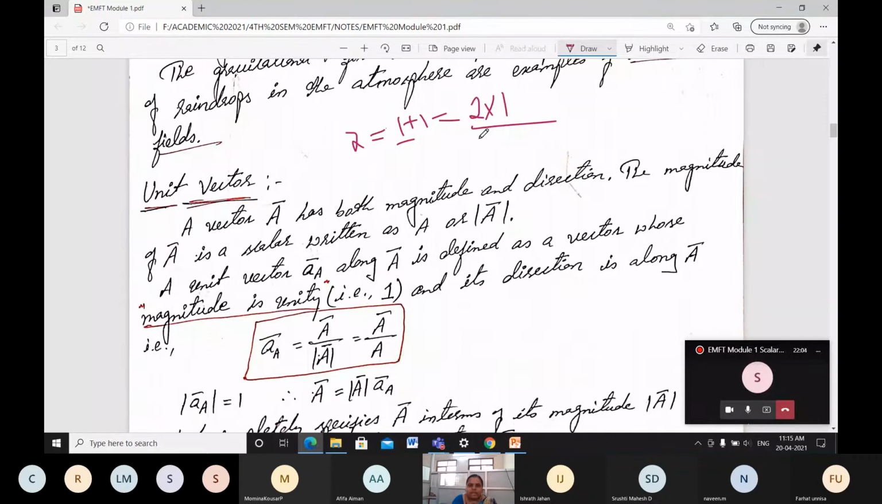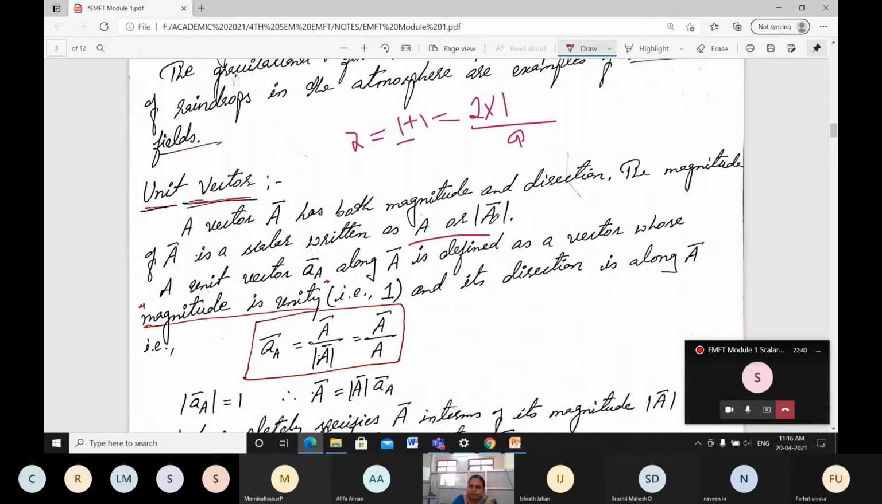In the same way, any vector I can represent in terms of a unit vector. That unit vector is taken as small a here. Okay, let's go with the theory part. A vector, that is a bar, has both magnitude and direction. We already came across this. The magnitude of a bar is a scalar. It is written as a only, or else I can represent it in scalar. Don't confuse here.